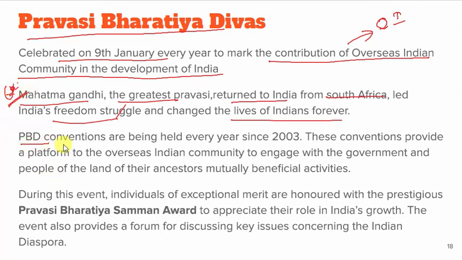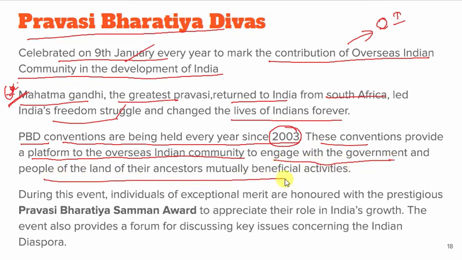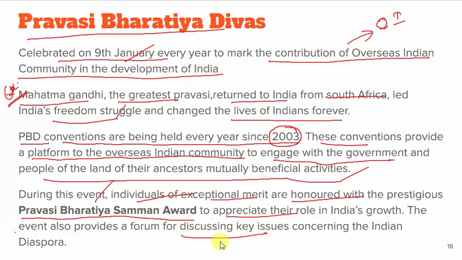Pravasi Bharatiya Divas conventions have been held every year since 2003. Since 2003, it's been a ritual for us, conducted and celebrated on 9th January. These conventions provide a platform for the overseas Indian community to engage with the government and people of the land of their ancestors, through mutually beneficial activities. They get to know about their ancestral lands and their country's development. During this event, individuals of exceptional merit are honored with the prestigious Pravasi Bharatiya Samman Award to appreciate their roles in India's growth. The event also provides a forum for discussing key issues concerning the Indian diaspora. The Pravasi Bharatiya Samman Award is given for exceptional merit to overseas Indians.